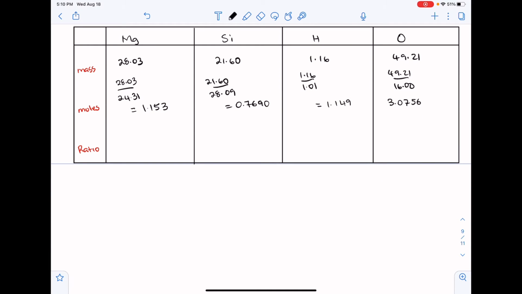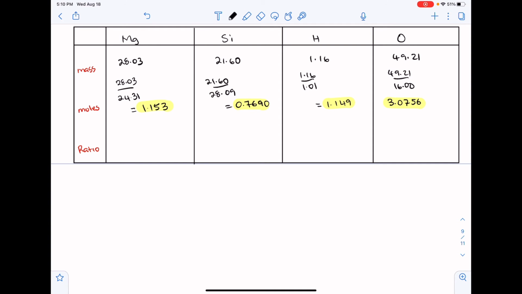Okay, we find the values to be 1.15, 0.769, 1.149, and 3.0756. Notice that I have at least 4 significant figures in all of them, and maybe 5 in some. And the more significant figures you have at this stage, the better. Okay, do not try and round things up at this point because it's going to mess you up.